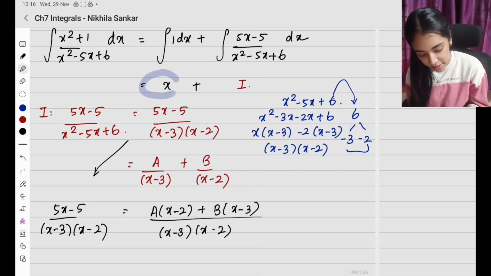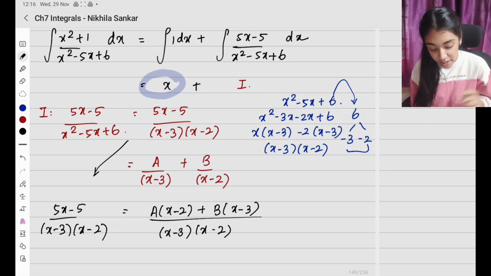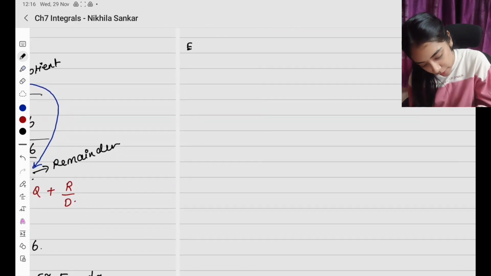Remember that you have x here. இதை வந்து கடைசி ஆன்சர்ல ஆட் பண்ணி எழுதணும். x plus I தான் நம்ம final answer. So the denominators are equal. I'm going to equate the numerator. So numerator equate பண்ணா, what do I have? Equating numerator.